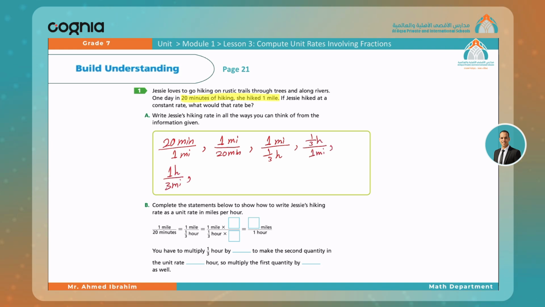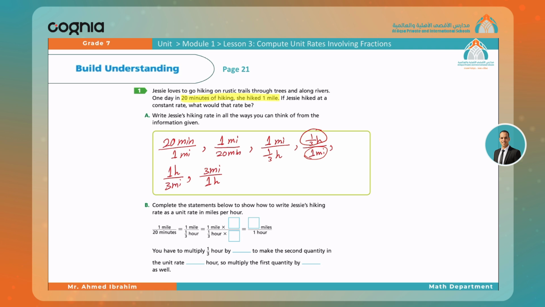And then you can say also it's 1 hour. If it's 1/3 hour, 1 mile, it means another third, which is 2/3, will be 2 miles. So 3/3, which is the whole hour, that will be 3 miles. So in 1 hour, 3 miles, or we can say 3 miles in 1 hour.